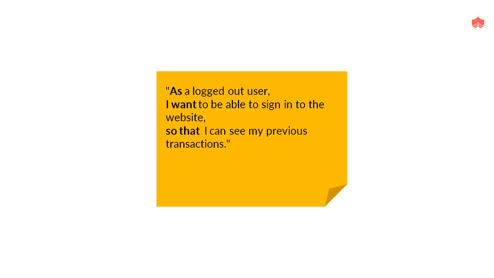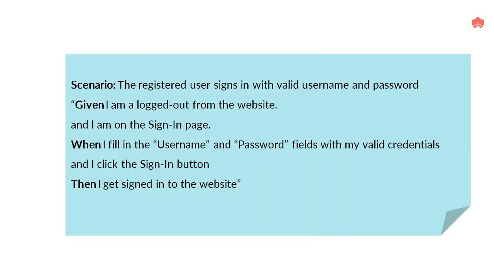Suppose there is a story for a website user which goes like this. As a logged out user, I want to be able to sign into the website, so that I can see my previous transactions. Now the acceptance criteria for this story can go something like this. The registered user signs in with valid username and password. Given I am logged out from the website, and I am on the sign-in page. When I fill in the username and password fields with my valid credentials, and I click the sign-in button, then I get signed into the website.